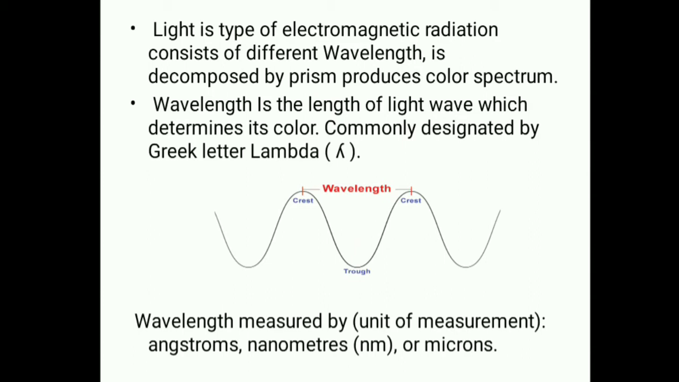As you can see here, wavelength is the distance from this crest to another peak, another crest level. So a wave has a crest and a trough. The distance between two crests is your wavelength. Wavelength is measured by the unit nanometers, microns.